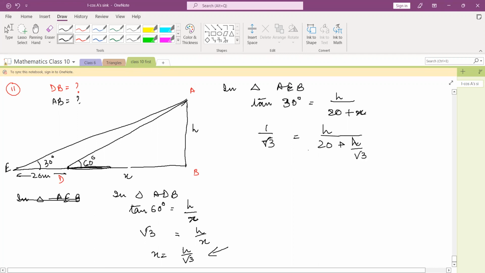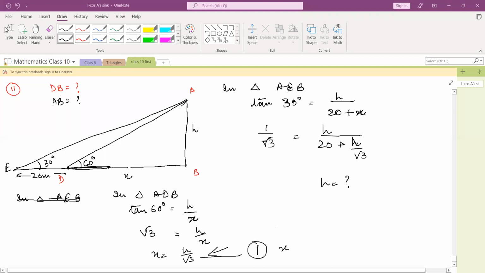Yes, ma'am. Okay, so I'm just leaving it for you. You have to solve it from here. You will get the value of h. Then put this value of h in this equation, let me call it equation number 1. And then you will find the value of x from here. Right? Yes, ma'am. Okay, so just complete this question. I hope you will be able to do it. Find the height and find the x. That will give you the width of the canal and the height of the tower. Okay, then we will meet in the next class.